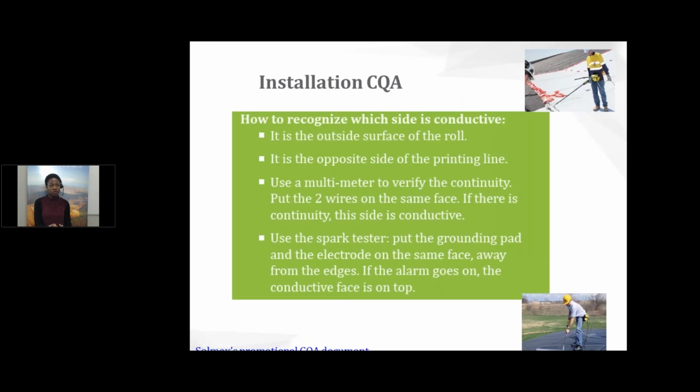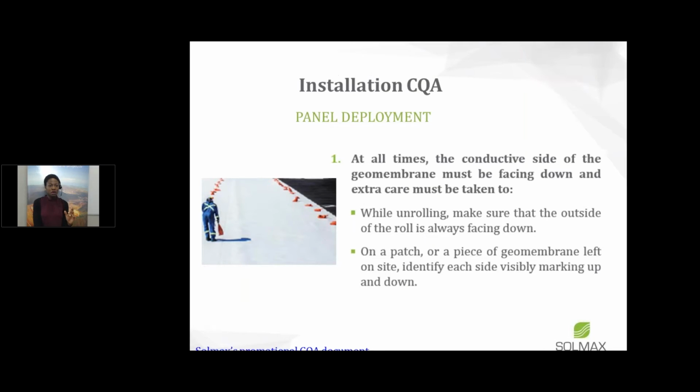So how do we install the conductive geomembrane? The first thing is to even recognize which side is conductive. We try to make this easily recognizable. It's the outside surface of the roll that we supply, and it's the opposite side of the printing line. If all of these indicators are missing for any reason, then you can just use a multimeter to check and see what side gives the signal and what side doesn't. And once you know what that side is, just put a label on that side and ensure during installation that's the side that touches the subgrade.